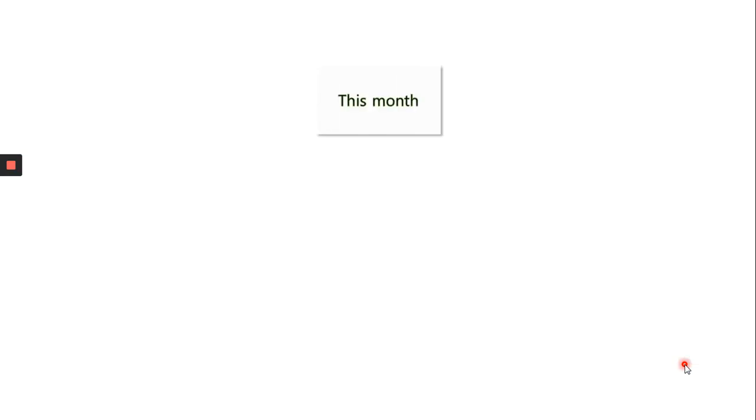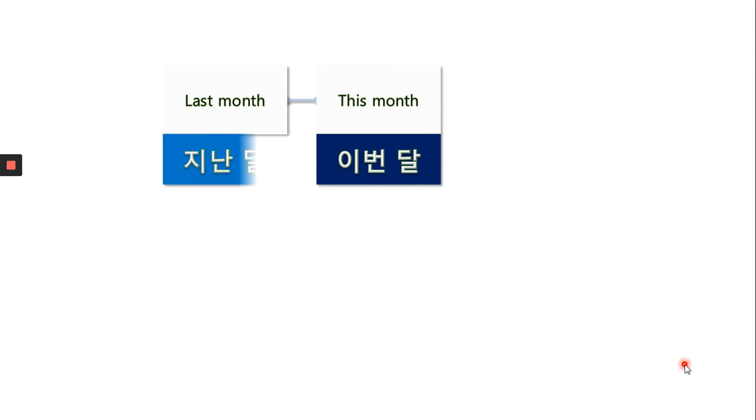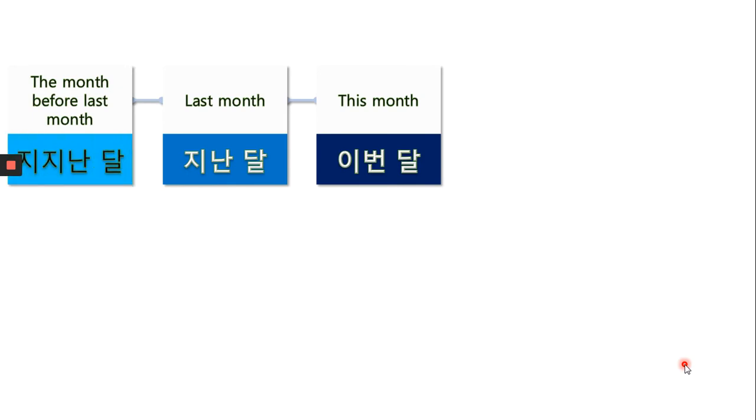This month. Month is 월, or 달. Okay? So, 이번 달. This month, 이번 달. Last month, 지난 달. The month before last month, 지지난달. It's quite interesting, right? We use double G, 지지난달. 이번 달, 지난달, 지지난달.